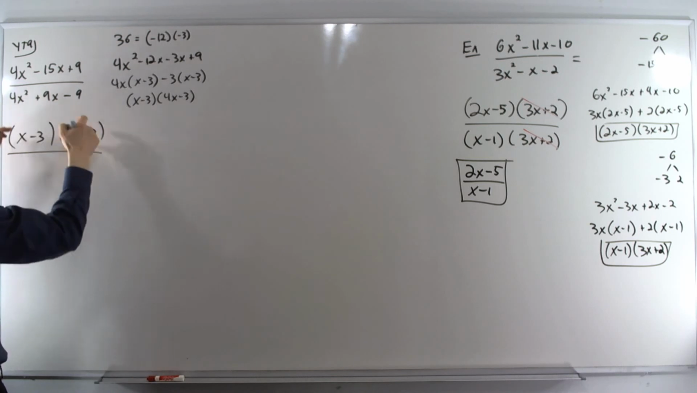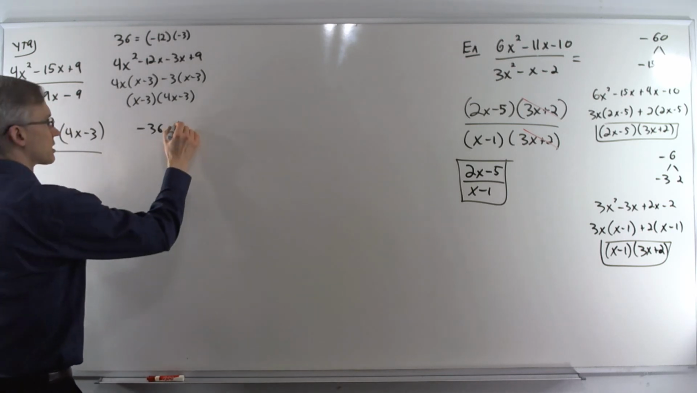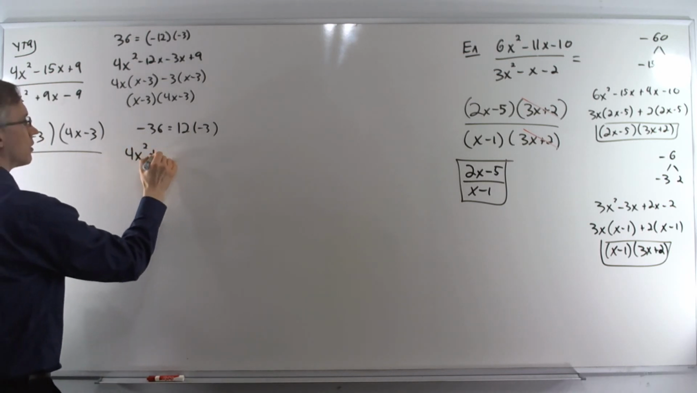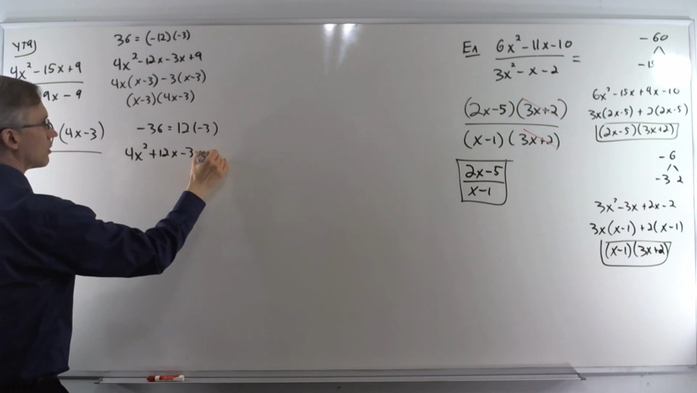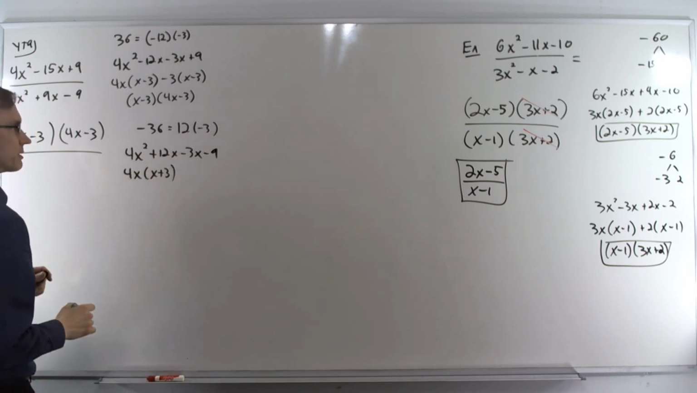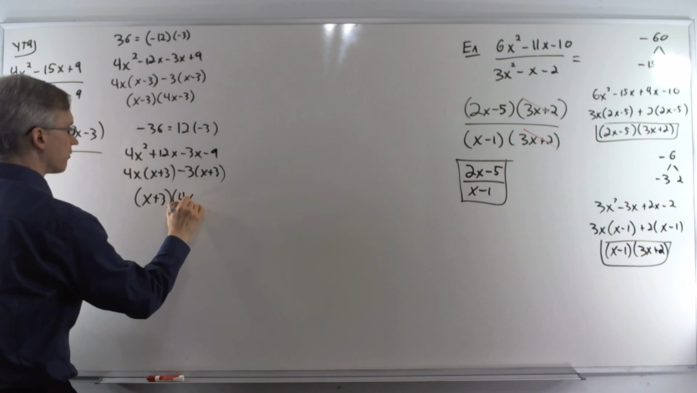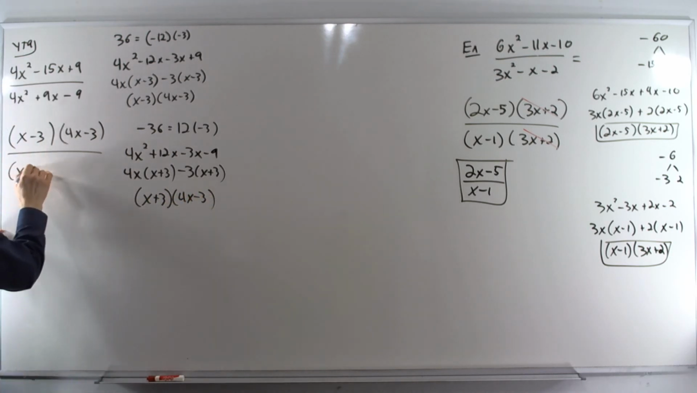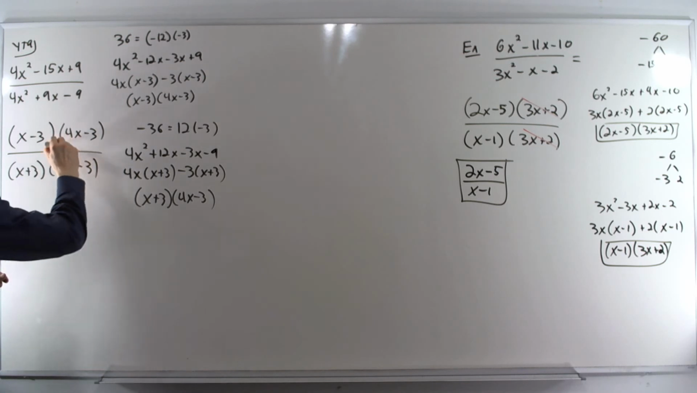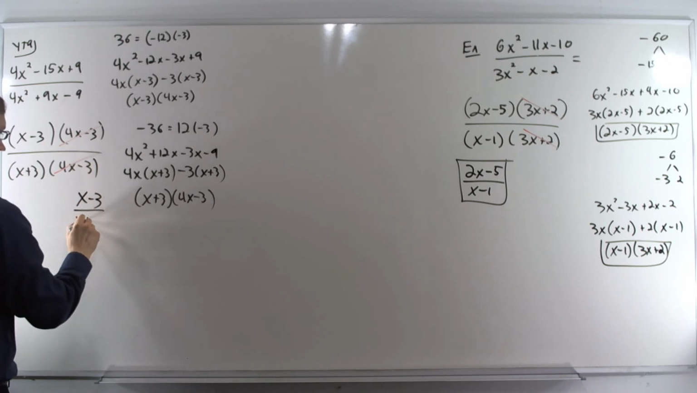All right, now the bottom one, 4 times negative 9, that's negative 36. Now we need two numbers to multiply to get negative 36 and add to get positive 9. So that's going to be 12 times negative 3. All right, factoring. We've got 4x times x plus 3 minus 3 times x plus 3. So we get x plus 3 times 4x minus 3. So there's our matching binomials. 4x minus 3, those are gone, leaving behind only x minus 3 over x plus 3.